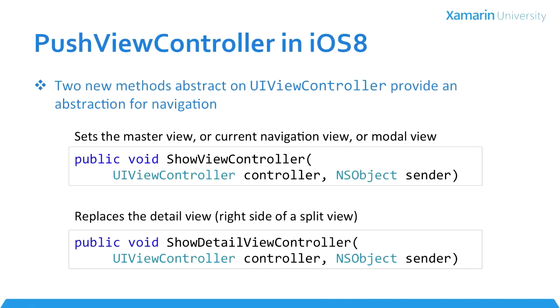Now the second method is the show detail view controller. This is primarily intended for the detail view of a split view. Again, this will walk up, locate the parent split view controller, and then replace the right-hand side view, i.e. the details pane, with a specified controller. If there's no split view, but instead a navigation controller, then this method pushes the child onto the navigation stack, again doing the right thing based on the current UI configuration.